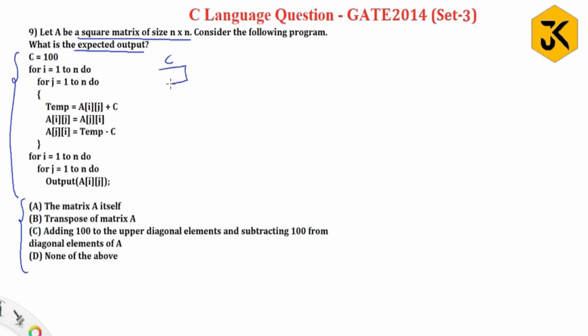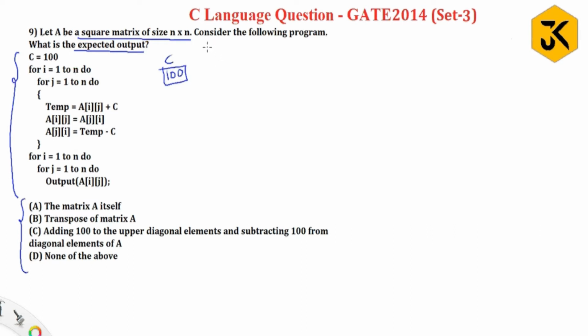They have declared one integer c. They didn't define what type of variable, so it will be an integer variable with a value 100. And they have taken two nested for loops, initializing i value as 1 and j value as 1. They have taken a two-dimensional array. A two-dimensional array is going to be represented in a matrix form, right?